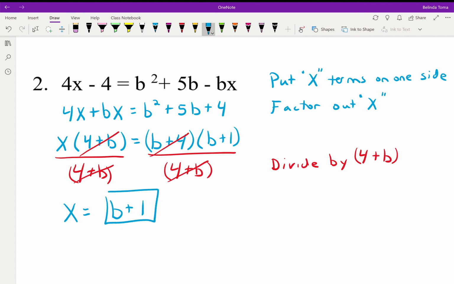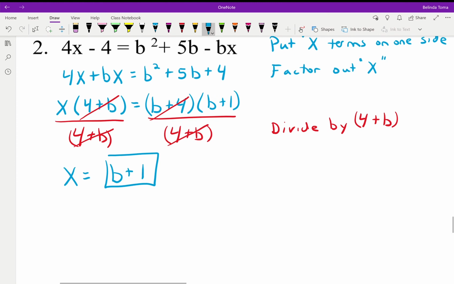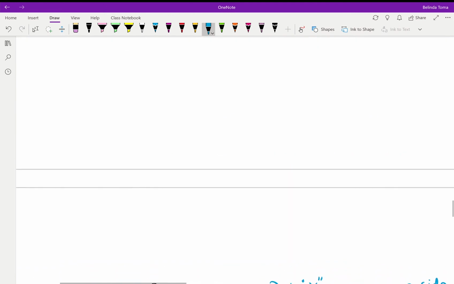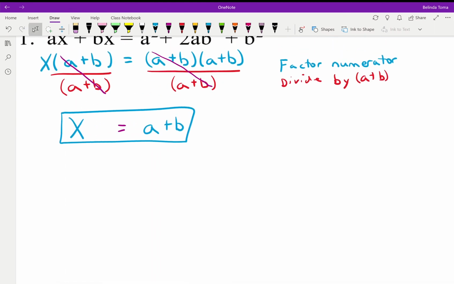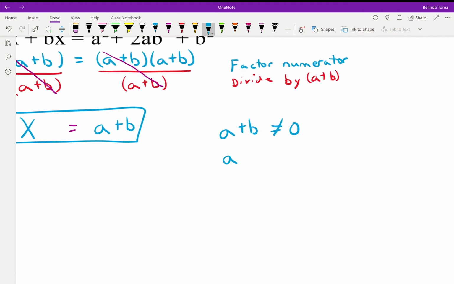Now, for some reason, I have the restrictions in my notes, so let's go ahead and do them on this one, and then I can go back and look at number 1 to see if we should have done restrictions. So in this one, we would see what we divided by, which was 4 plus b, and say it cannot equal 0. So when I subtract 4, I get b cannot equal negative 4. And if we were to go back and do that on number 1, since I didn't, because we divided by a plus b, we would want to make sure that we knew that a plus b cannot equal 0. So in this case, we would have a is not equal to negative b.